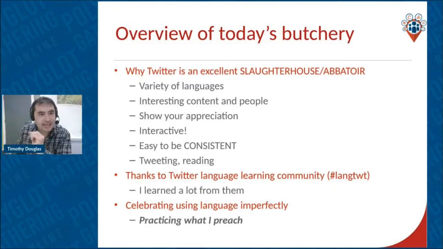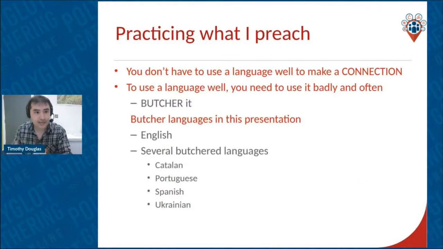What I'm also going to be doing today is celebrating imperfect use of language, because I also discovered on Twitter that I love using languages badly. It's a lot of fun to use them badly. So I'm going to practice what I preach in today's talk, and I'm going to speak badly in several languages. Firstly, because you don't have to use language well to make a connection with somebody. So I find that language is often reduced to a vehicle for transmission of information, and that's one of its functions. But another function of language is to build a relationship with people, to show them that you are interested in them. And even if you speak a language badly, even if you only know one word of a language, you can still make a connection with people, okay?